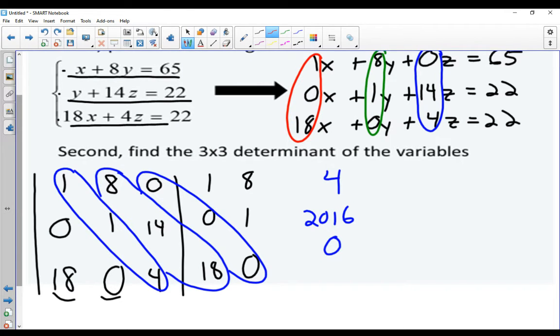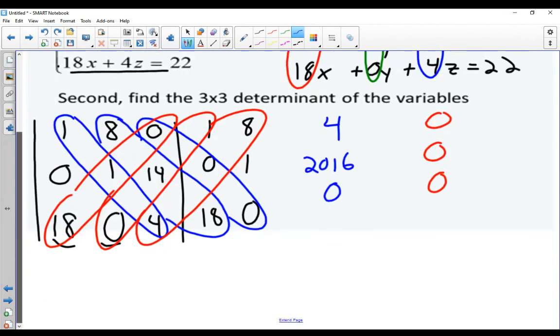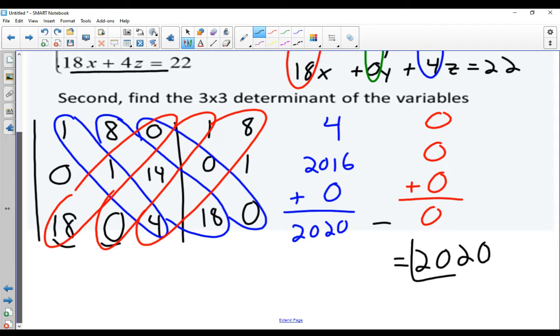Now the upwards diagonals. The first one multiplies to 0. The second one multiplies to 0. The last one multiplies to 0. Add all the blues together, and you'll get 20/20. Add all the reds together, you get 0. So 20/20 and 0, subtract, and your determinant is 20/20.